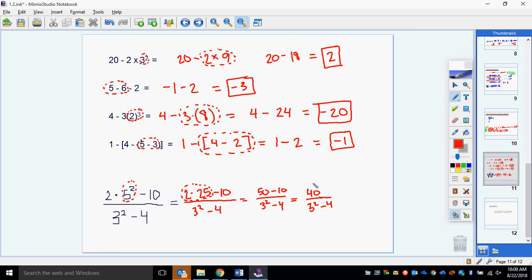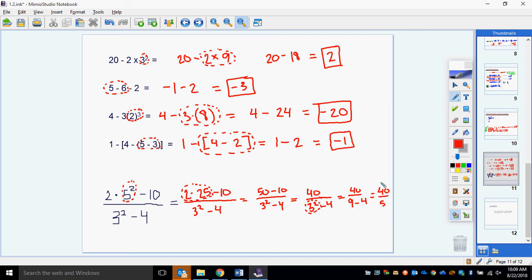Okay, so I've done the top. The top was grouped together. Now look at the bottom. The bottom are numbers that are also being grouped together. Again, there's a hidden set of parentheses there. So I have to simplify this. I want to take care of the exponent first. 3 squared would be 9, and drop down the minus 4. 9 minus 4 is 5.